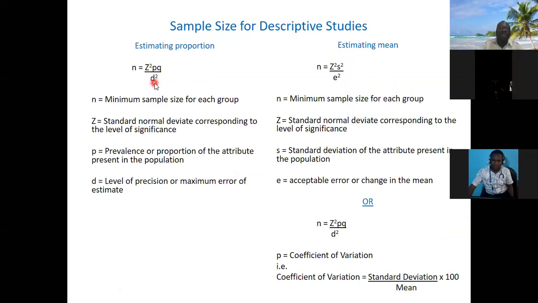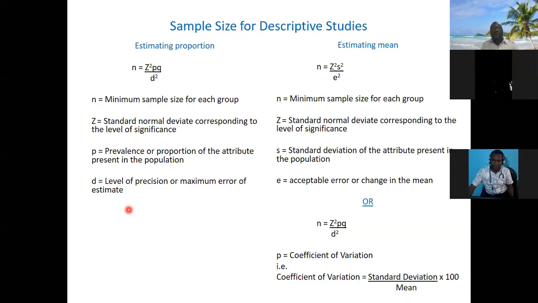Now when you come here, what is the denominator? This P is the prevalence of the attribute, the percentage, while S is the standard deviation of the attribute. So this one is for categorical, this one is for quantitative. But here, what is D? D is the level of precision. If you look at it, D is the only one that is the denominator here. It's the level of precision.